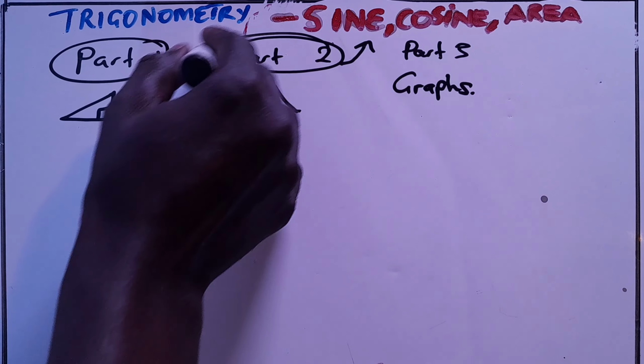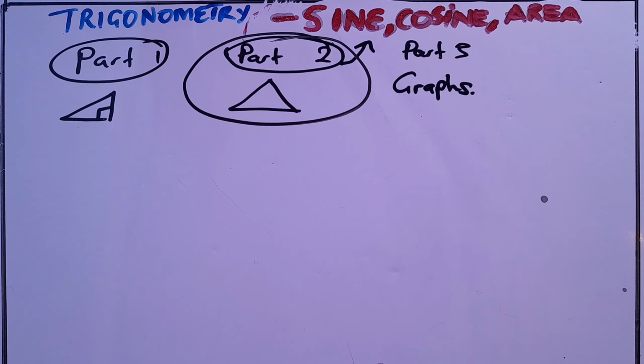So now we are on part 2. Part 2 mostly starts in grade 11, dealing with the sine rule, cosine rule, and area rule. But before I go there, let me recap a bit on the things that we did in grade 10 so that you can formulate the rules that you can use in grade 11. Okay, so let's get straight to it.